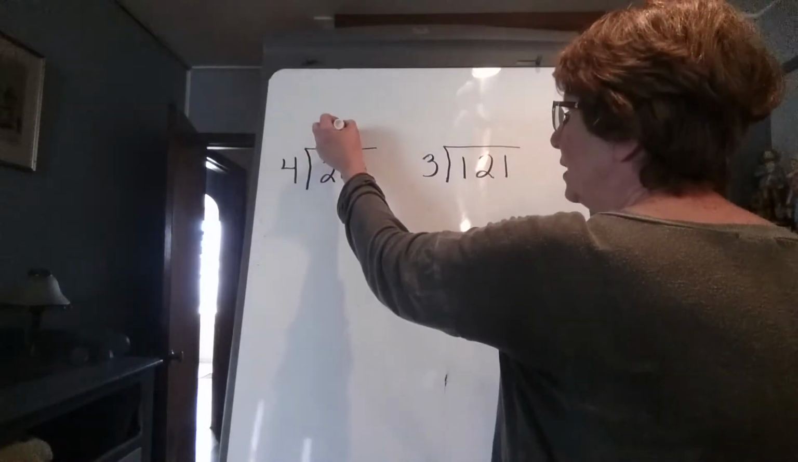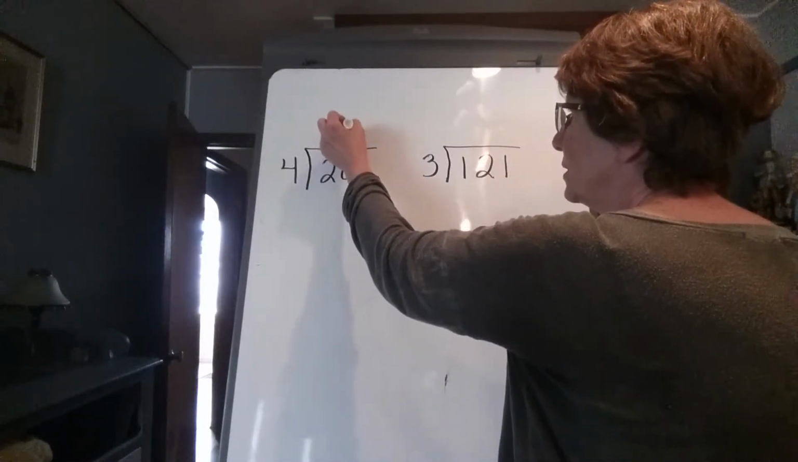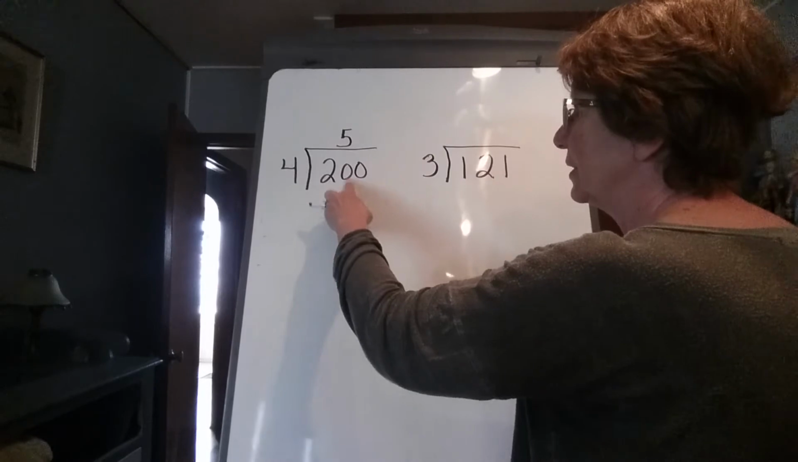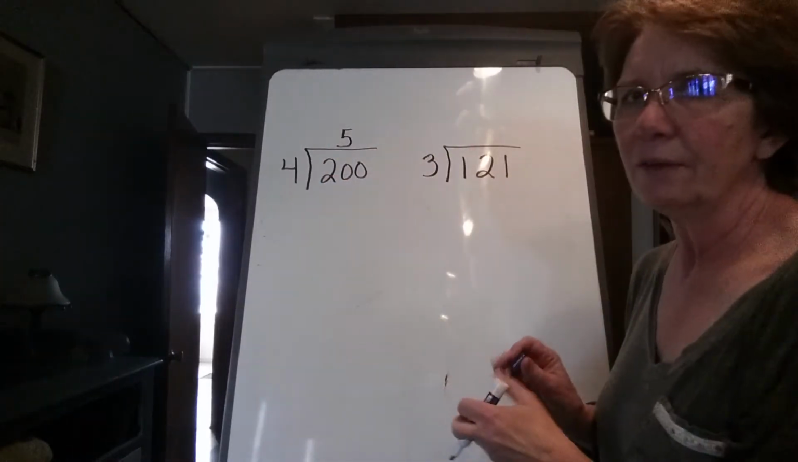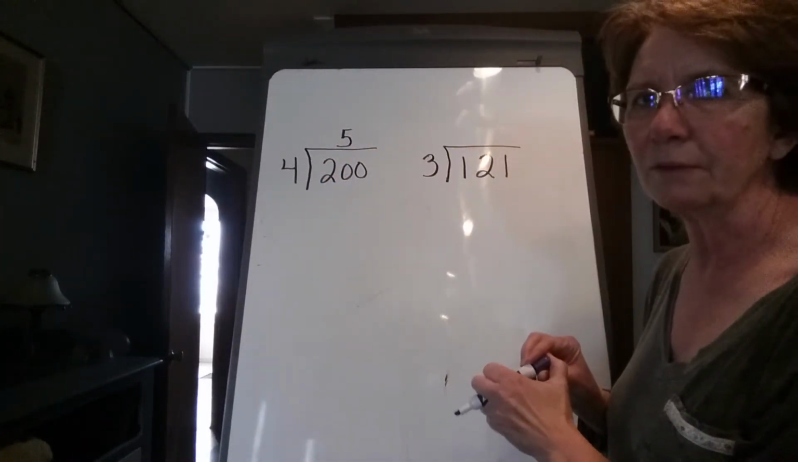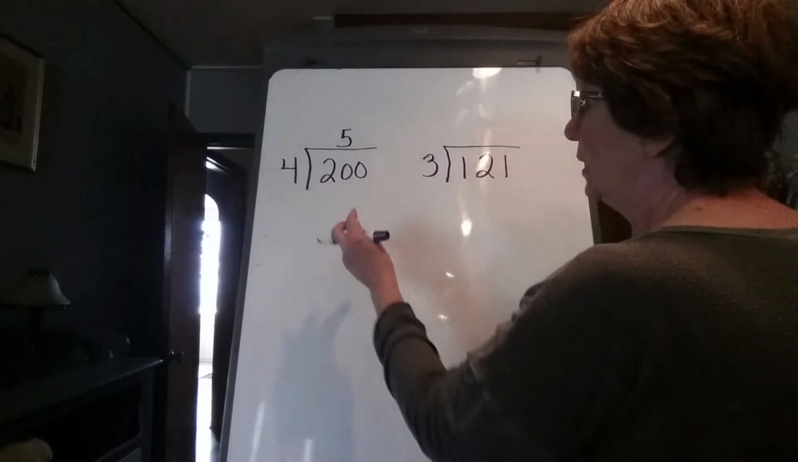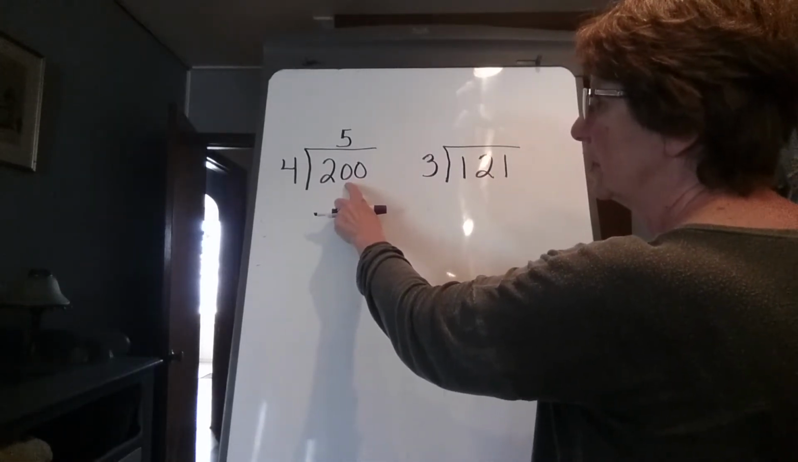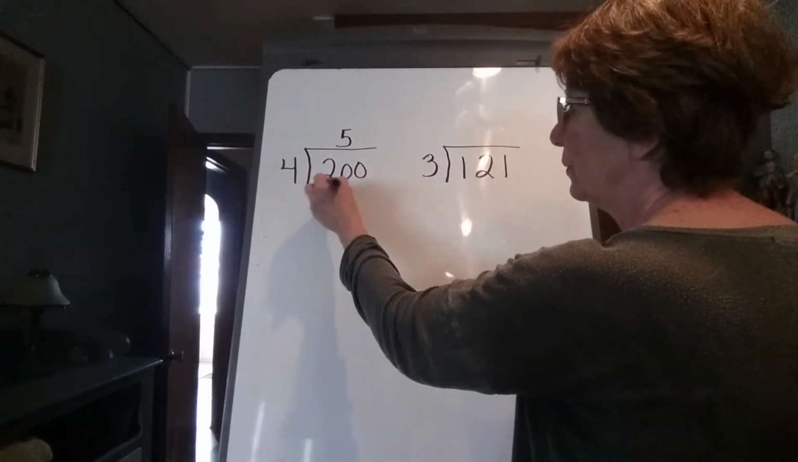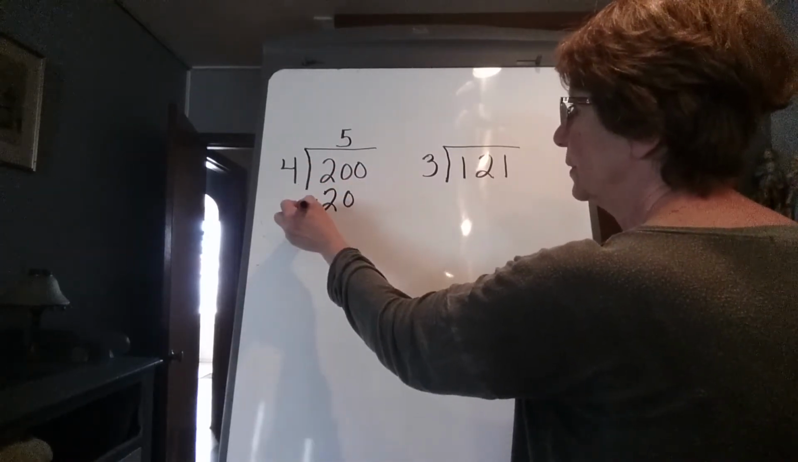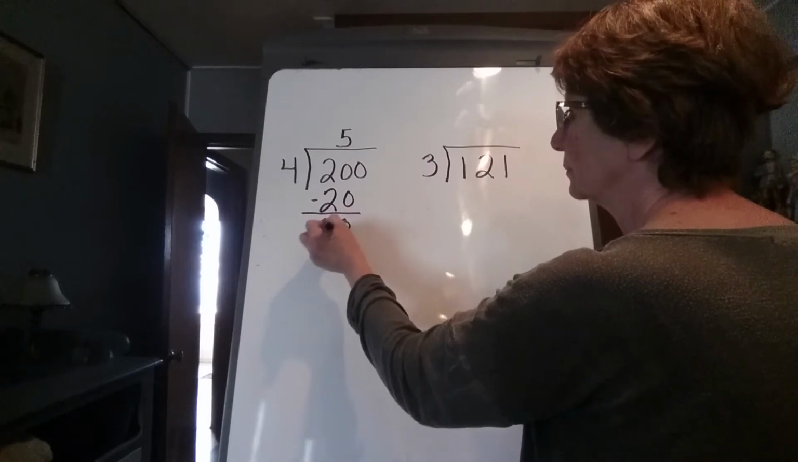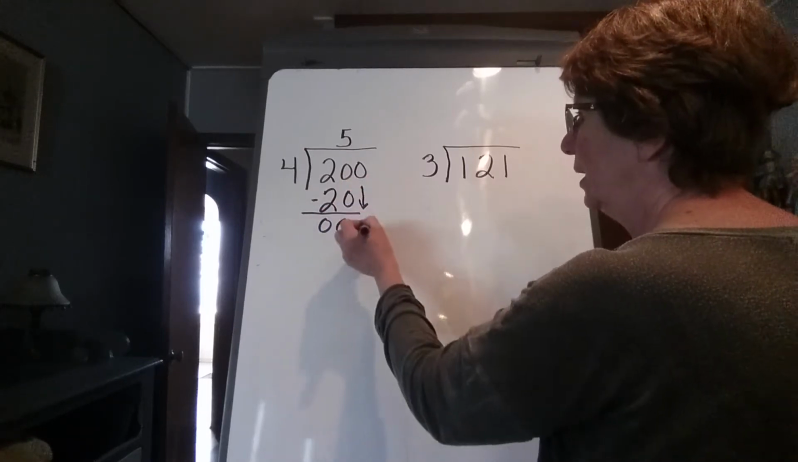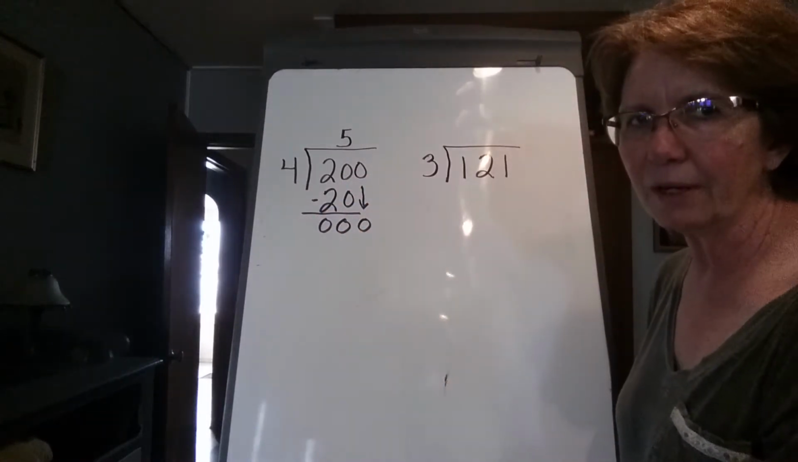4 goes into 20 5 times. Notice I'm putting it directly above the 0 that I'm working with. If you don't do that, you can get yourself really confused. And you don't put it above the 2 because then you forget you used that 0. So 5 times 4 is 20. We subtract. Bring down. And whoa, we've got 0.